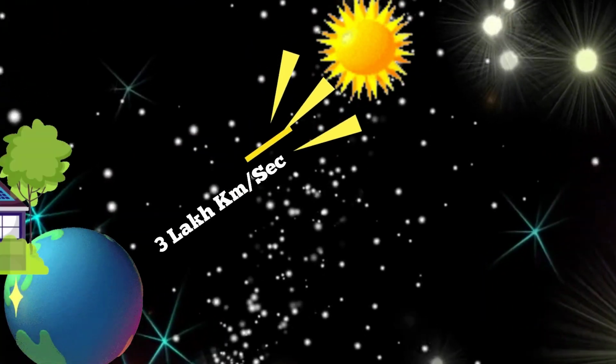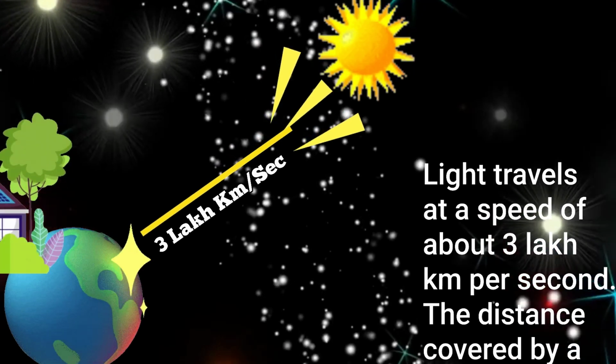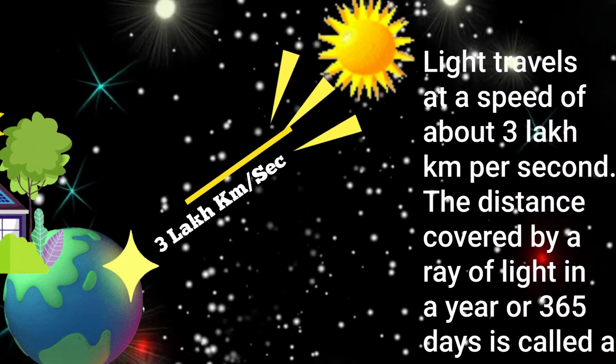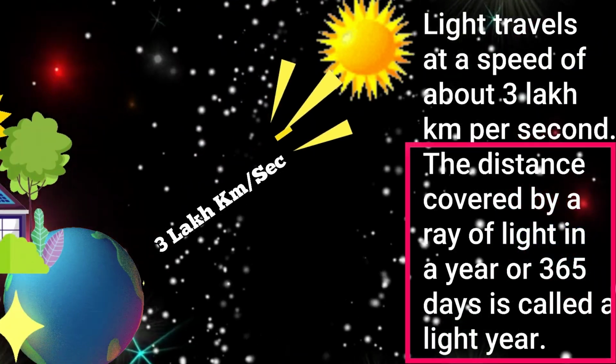Light travels at a speed of about 3 lakh km per second. The distance covered by a ray of light in a year or 365 days is called a light year.